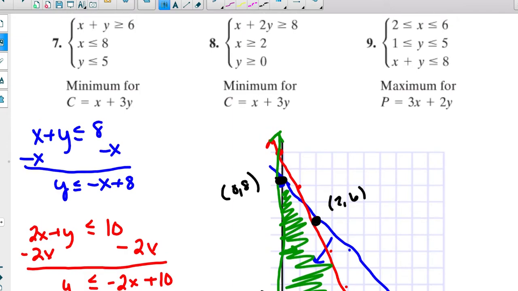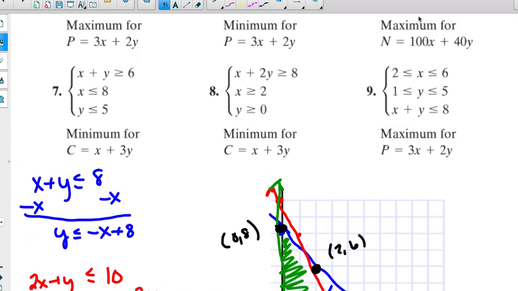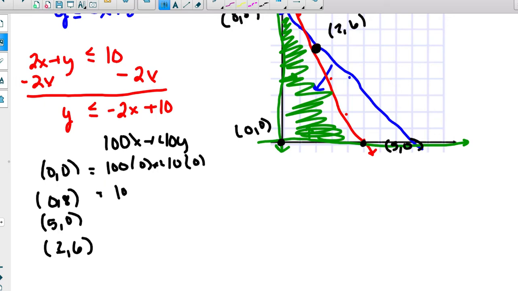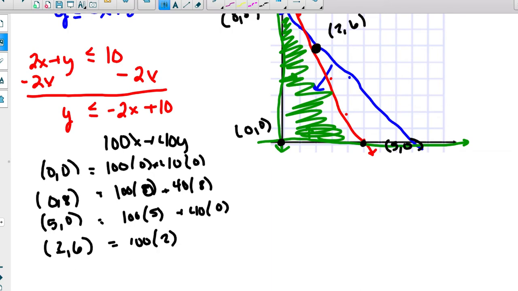Now the equation that maximizes that, the objective function is 100x plus 40y, and we're looking for the maximum. So 100x plus 40y. So that's going to give you 100 times 0 plus 40 times 0. This is 100 times 0 plus 40 times 8. This one is 100 times 5 plus 40 times 0. And this one is 100 times 2 plus 40 times 6.